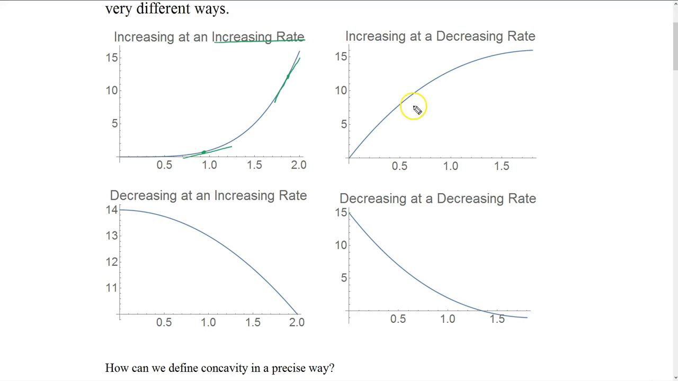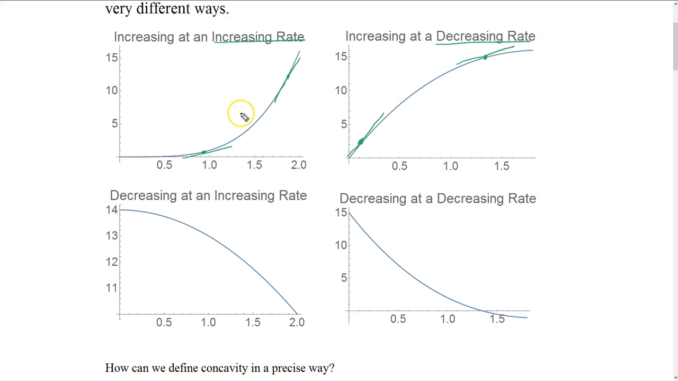If you look at the graph over here, you are increasing but at a decreasing rate. And that's related to the tangent line also. Notice that as you move from left to right, the slopes of your tangent lines are decreasing. So over here, the slope of our tangent line is larger than the slope of our tangent line further to the right along the x-axis. So here we say we are increasing at a decreasing rate.